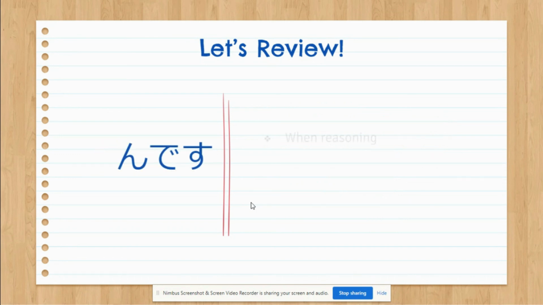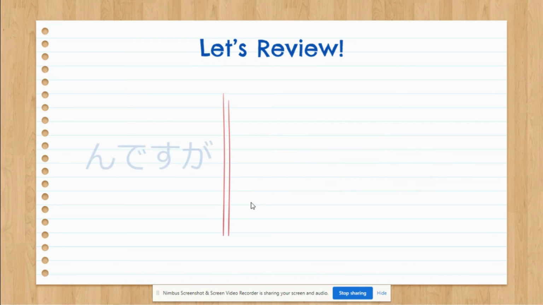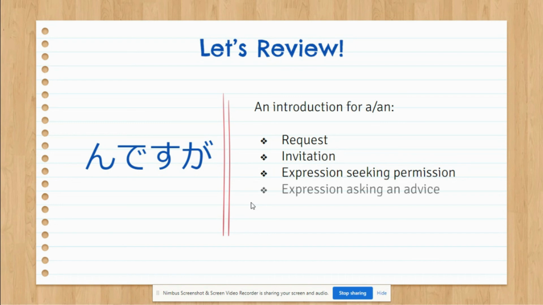We have n desu. You only use it when you are giving a reason or when you are explaining. It is a substitute for kara or because. N desu ga. It is an introduction for a request, an invitation, an expression seeking permission, or an expression asking for advice.